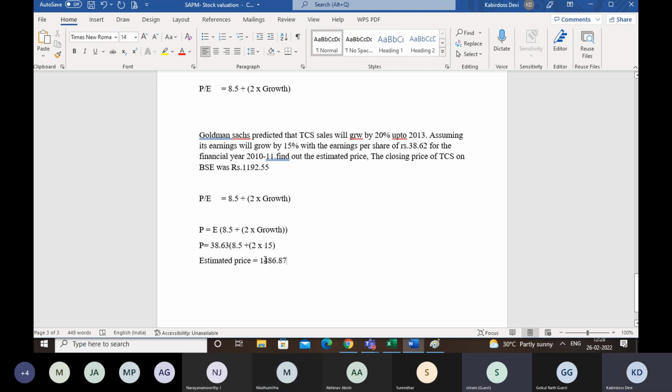Now if you see what is actually the closing price in TCS, it is 1192. What is the estimated price? 1486. Okay, so how many percentage is higher?